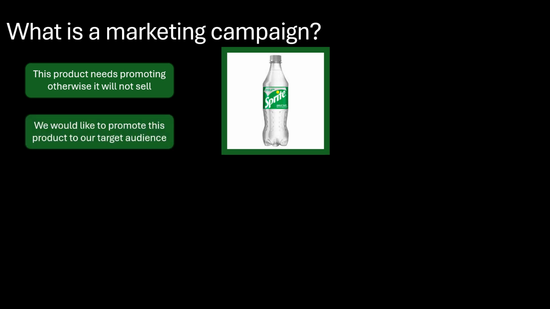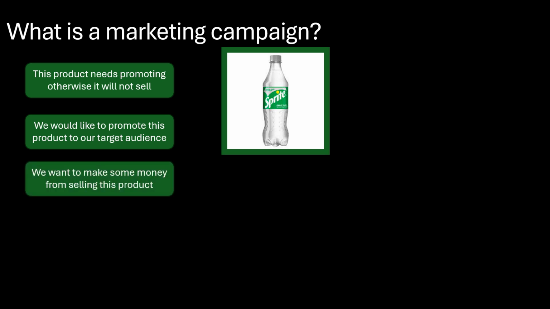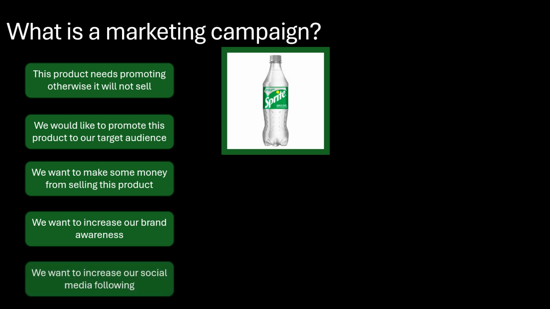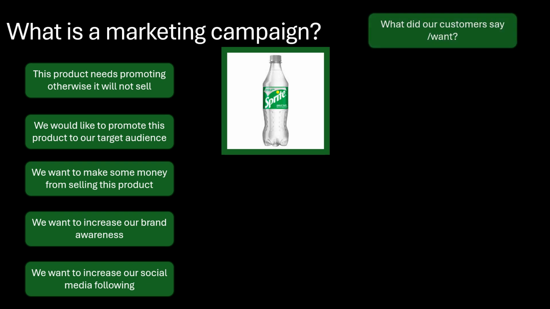A business objective might be that we would like to promote this product to our target audience, and we want to make some money from selling this product. That could also be another business objective. I'm keeping it all basic because I just want to put it into context for you. We want to increase our brand awareness of this particular product as well. That could be another aim of the marketing campaign, or an overall objective of the business. We want to increase our social media following. That could also be another business aim, or another marketing campaign objective.